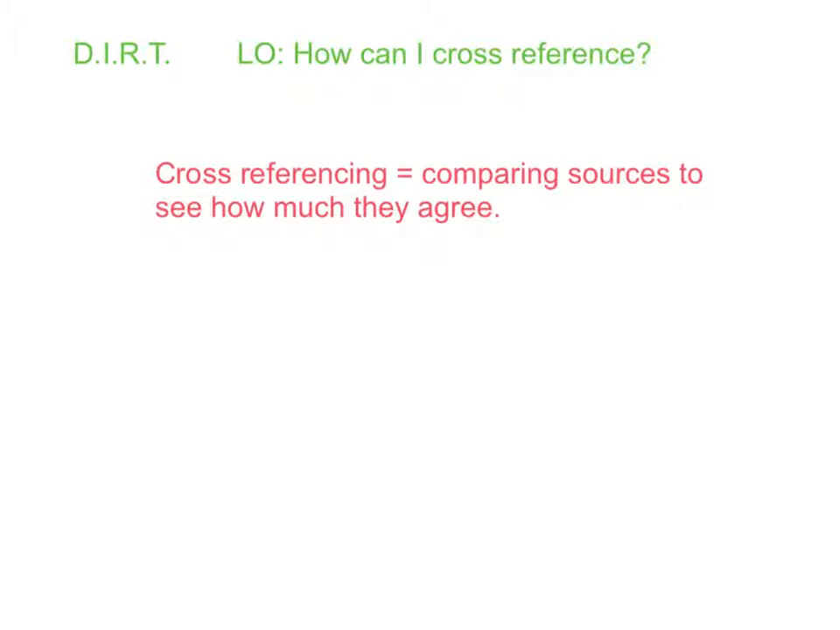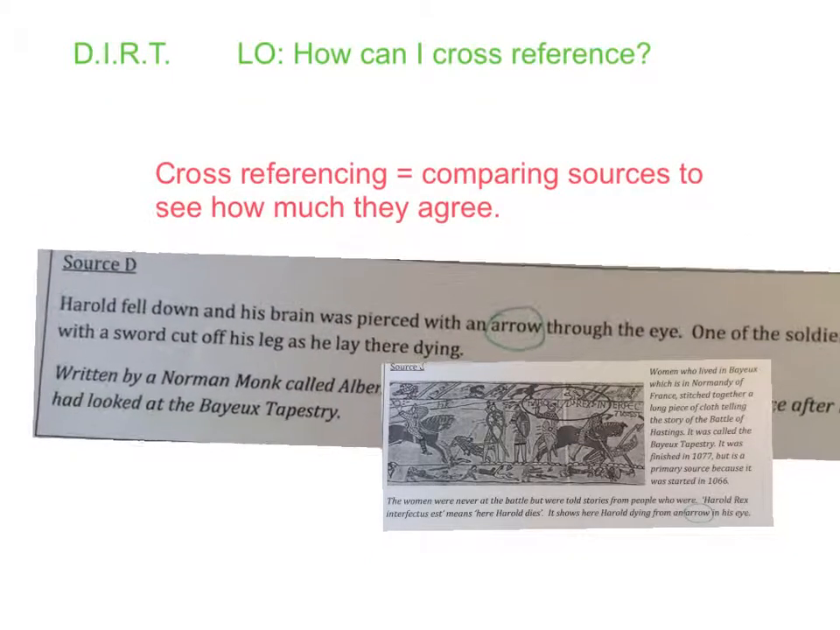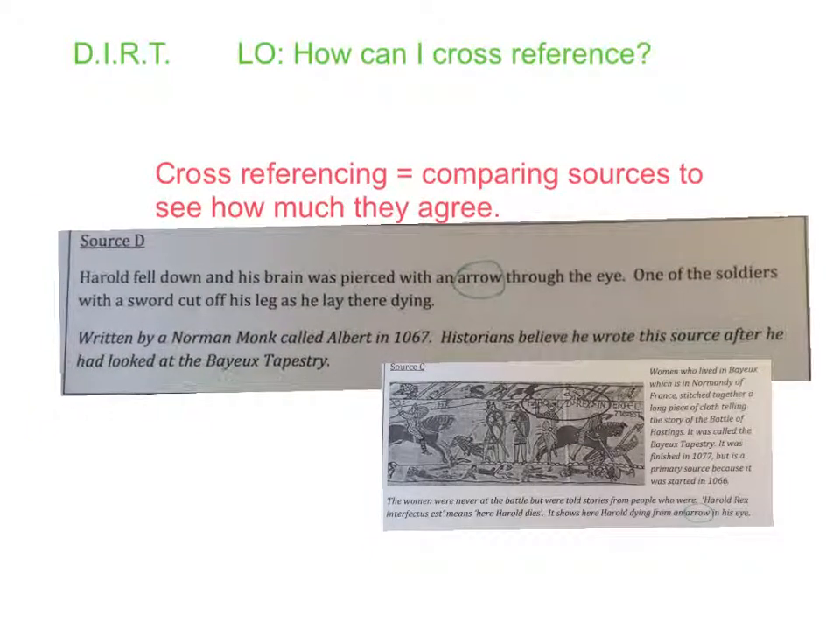Hello and welcome to today's session. Our learning objective is how can I cross-reference sources? Cross-referencing is comparing sources to see how much they agree. So what we're going to do today is compare source D and source C to see how much they agree with each other. So we're going to cross-reference them, compare them. Let's start by having a look at source D.